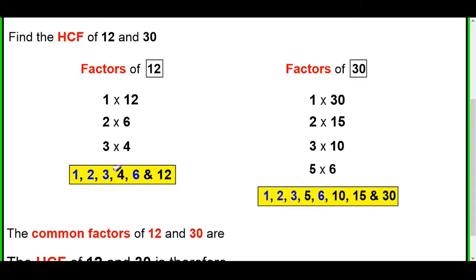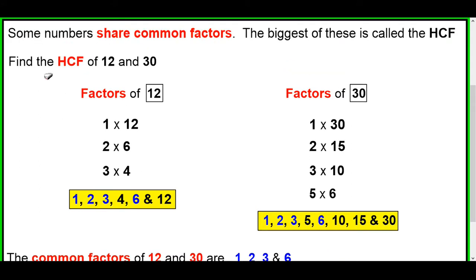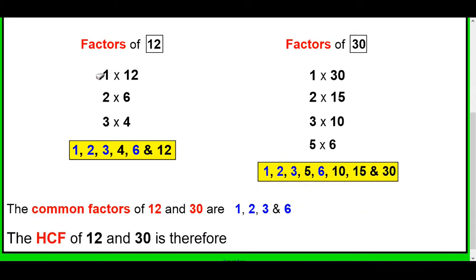Now, some of these factors are common to both 12 and 30. They're called common factors. You can see them, I've put them in blue. The common factors: the 1's in both lists, 2's in both lists, 3's in both lists, and so is 6. So they're the common factors. But the question was, find the highest common factor. Well, the highest one is there, so it's 6. And that's pretty much it.